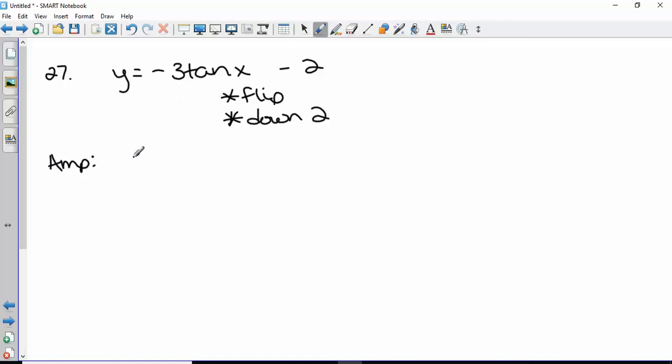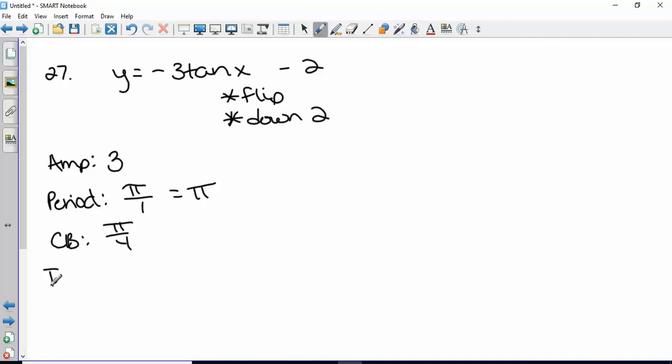So our amplitude is just positive, so we'll just say 3. Period. Tangent and cotangent are different. The other trig functions all have a typical period of 2 pi. Tangent and cotangent just have a period of pi. So it's just pi divided by the coefficient of x, which is just 1, so we get pi. Count by, we still do the period divided by 4, so we're going to count by pi over 4.